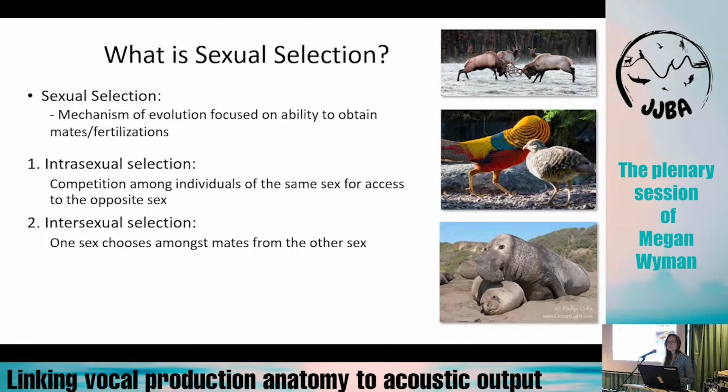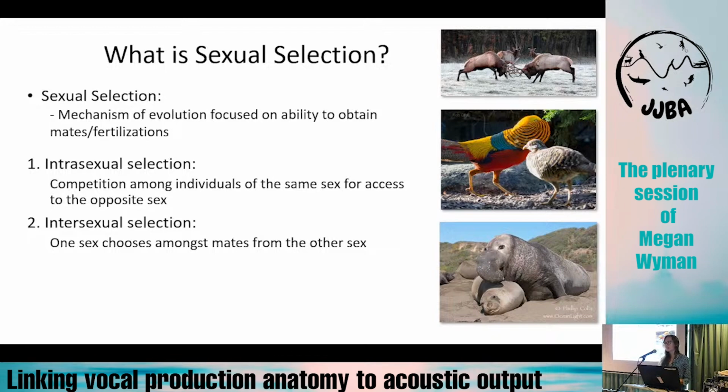So what is sexual selection? We all know it's a mechanism of evolution focused on the ability to obtain mates or fertilizations, through these two main parts of it: intrasexual selection, competition among individuals of the same sex for access to the other, and then intersexual selection, where one sex chooses among mates from the other sex. Generally, the sex that invests the most time, resources, and energy in producing or caring for offspring is the limiting resource over which the other sex competes or tries to attract. Usually, the choosier sex is the female, largely driven by differences in gamete size.